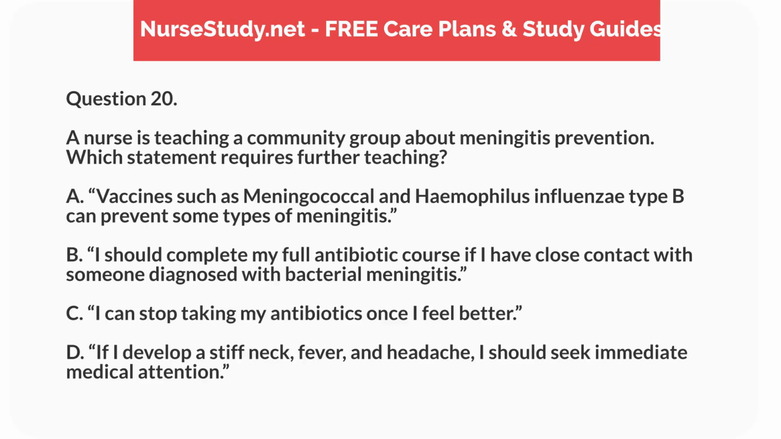Question 20. A nurse is teaching a community group about meningitis prevention. Which statement requires further teaching? A. Vaccines such as meningococcal and Haemophilus influenza type B can prevent some types of meningitis. B. I should complete my full antibiotic course if I have close contact with someone diagnosed with bacterial meningitis. C. I can stop taking my antibiotics once I feel better. D. If I develop a stiff neck, fever, and headache, I should seek immediate medical attention.